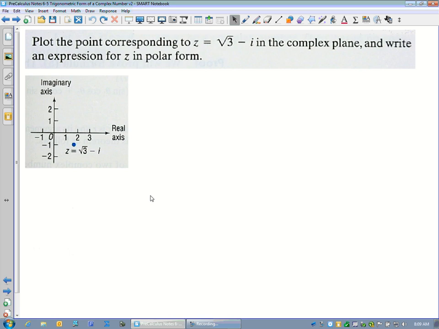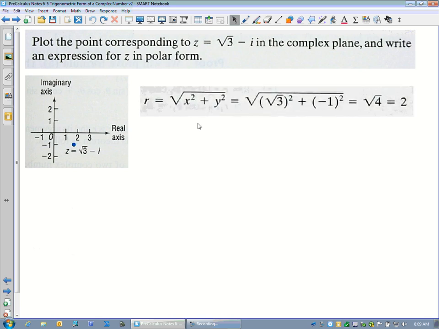We need the angle. Now the radius, there is a formula for the radius, which is the square root of x squared plus y squared. And we can simply substitute in the numbers and work the algebra and get to 2. There's also a visual approach which will pay off in the long run if you can approach these problems more visually.